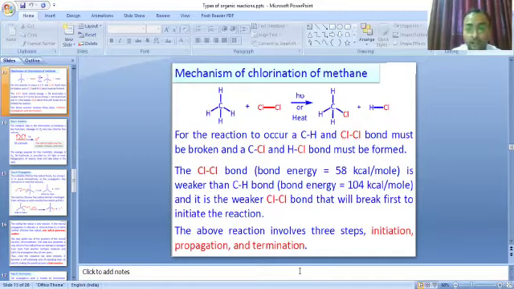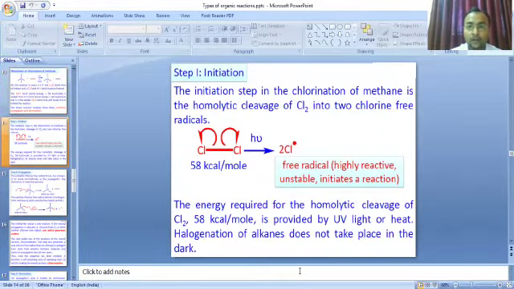So the above reaction involves three steps. First is the initiation step, second is the propagation step, and last one is the termination step. One by one, we will discuss these steps. First, we come to the initiation step. The initiation step in the chlorination of methane is the homolytic cleavage of the chlorine molecule into two chlorine free radicals.